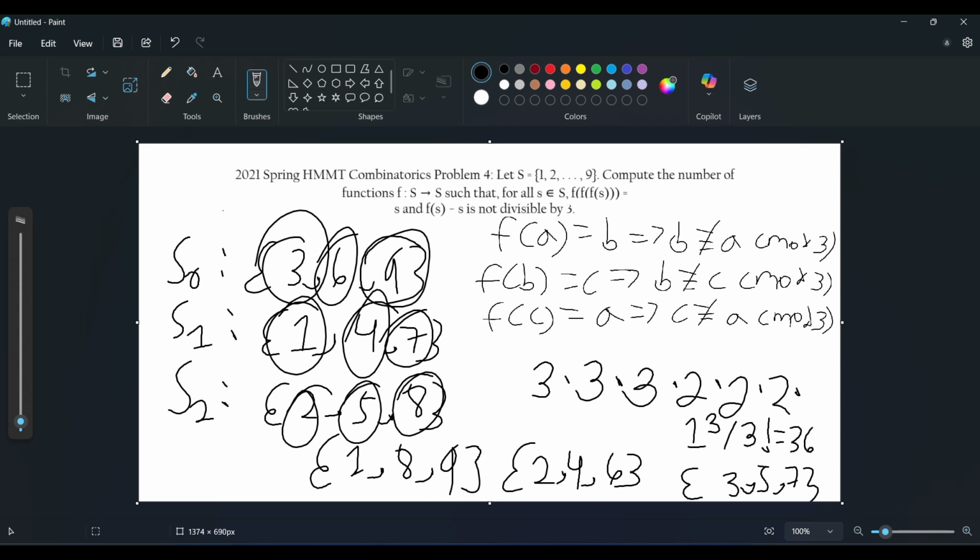But 36 is not our final answer, because remember what I mentioned about cycles. There are 2 flavors of cycles, the blue cycles we went over and the red cycles we went over. And each of these sets that you chose can either fall into the blue cycle category or the red cycle category. So there are 2 choices for each of these sets as to which cycle they can be. So if each of these sets has 2 choices, then we multiply 36 by 2 times 2 times 2, or 36 times 8. So our final answer is 36 times 8, which is equal to 288, the final answer for this problem.